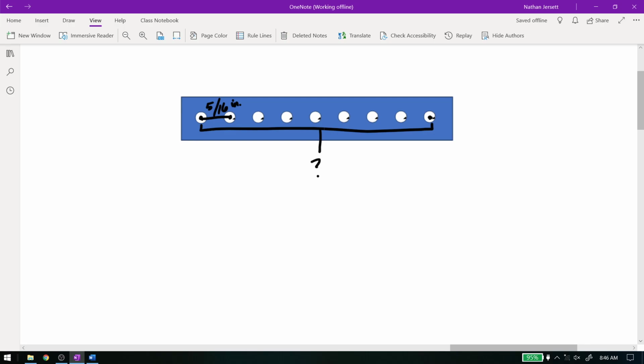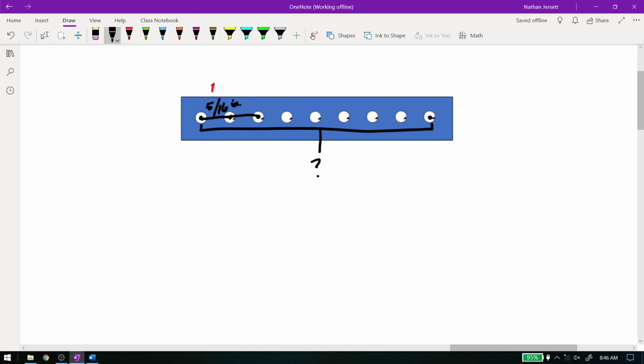So the real question is how many of these 5/16 spaces do I have here? Well, here's the first one. Let me draw it in red. There's one. Then we have this one, which is 2. And we have this one, which is 3. And you see we have one here, another one here, there, that one, and this is the last one. So there's actually 8 of them. There's 8 spaces here.